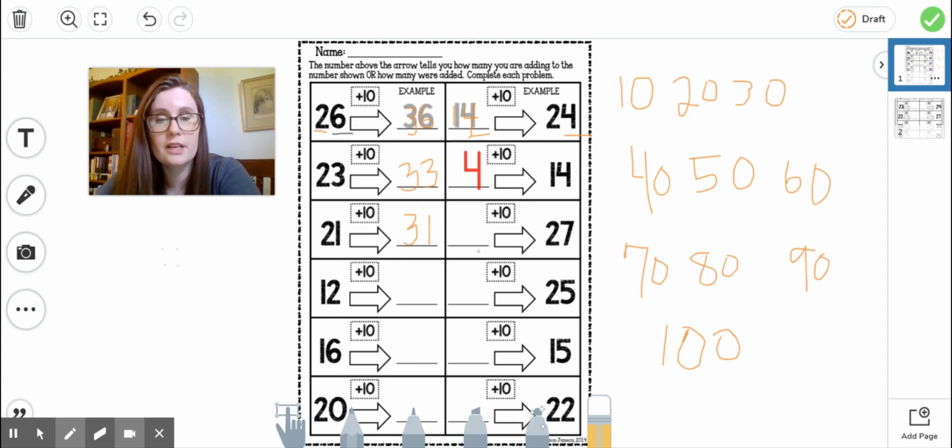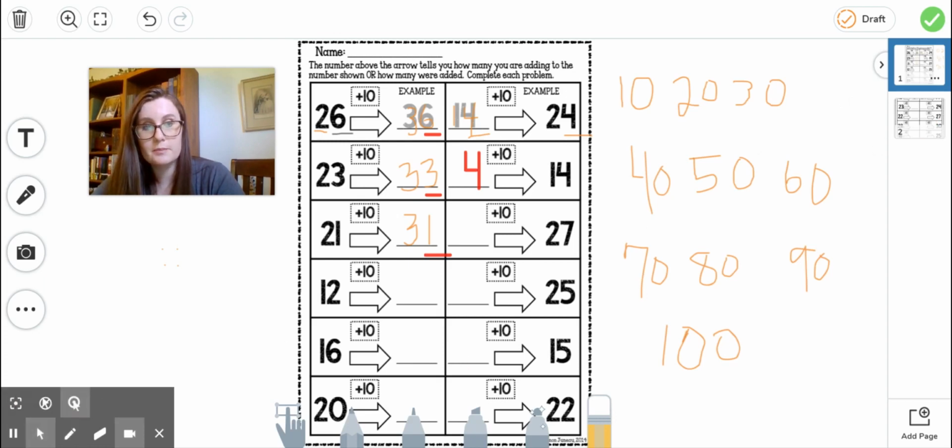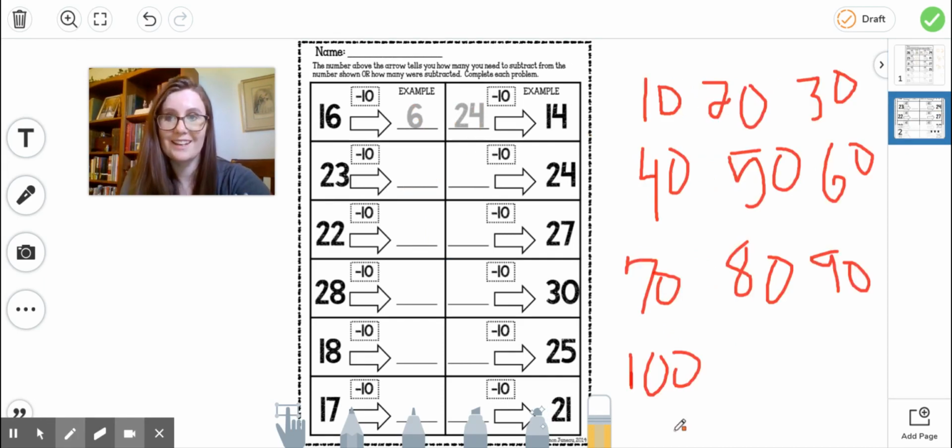So first graders, as you're going through these, take your time, check your work, look for those patterns to make sure that you're getting to the correct answer. And that's how you do the first part. The second part is similar, except it's subtracting. Now, this side is going to get smaller because I'm subtracting 10.